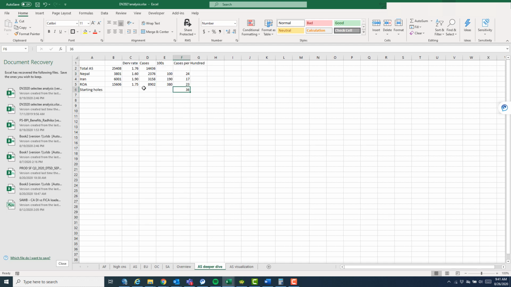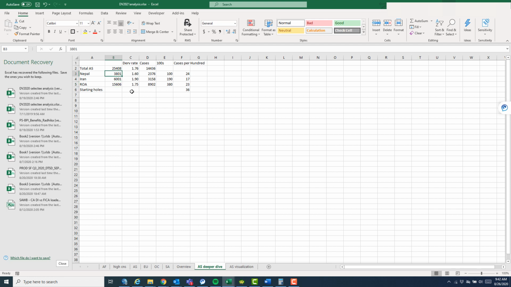But in terms of Asia, we can then figure out, okay, well, if 25,408 is the total for the region, Nepal takes 3,801, Iran takes 6,001. That means the rest of Asia, including all of those other countries, Yemen, Cambodia, Sri Lanka, all of those other countries are in ROA, rest of Asia as I call them. And using a derivative rate that we can kind of assume for each country, or group of countries, we can get to the number of cases that should be allocated for each of those countries, right?